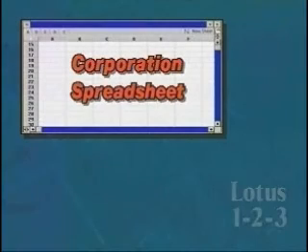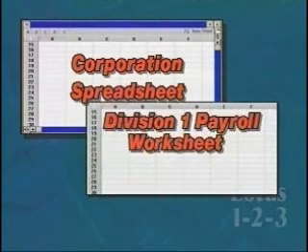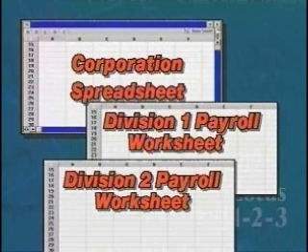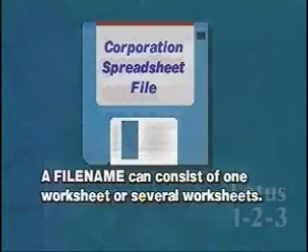For example, within a corporation, you may have a separate payroll worksheet for each division. Instead of having a separate worksheet for each division, you can work and save all this work under a single spreadsheet name. When you name and save a spreadsheet to disk, it is saved under a single file name. So a file name can consist of one worksheet or several worksheets.